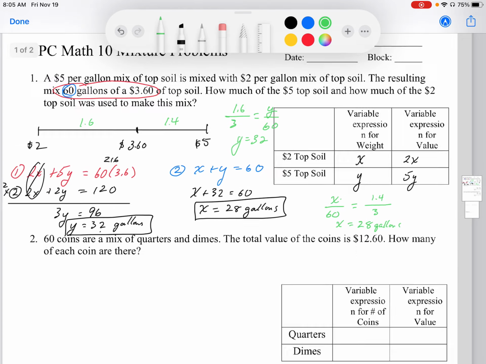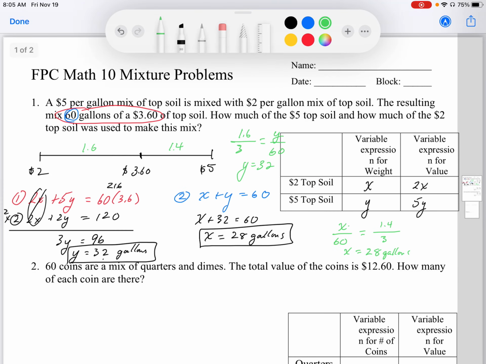And this is a much quicker way to do this problem because we made it a proportional problem instead of a system of equations problem. So we can do these as a system of equations, but there is an alternative to doing this as a proportional problem.